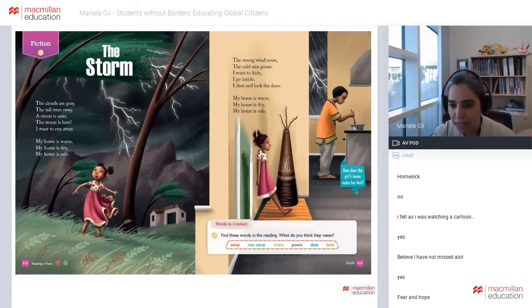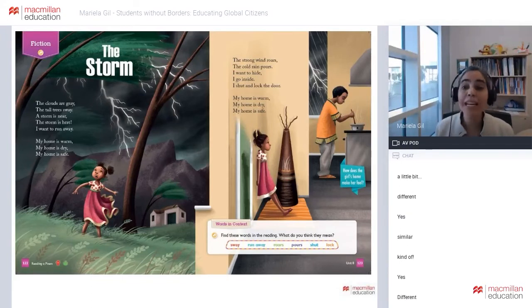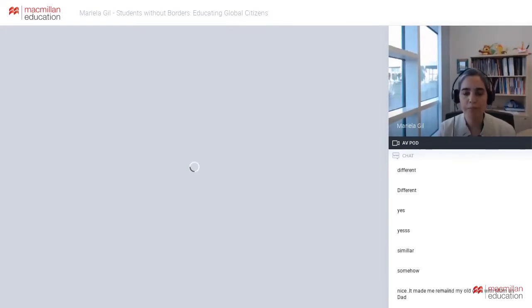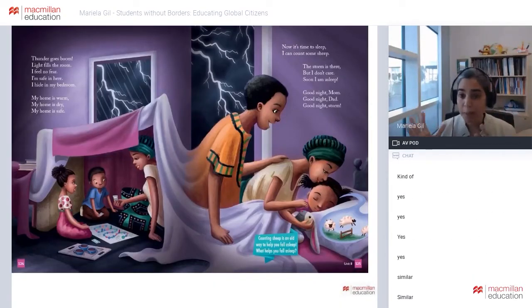So people are saying nice visuals. They said yes, yes, very much. Yes, it's the same, similar, different, kind of. Okay, so everybody has a different experience of this. I'll show you the next page. You all had images, but they may not be the same images that are here.